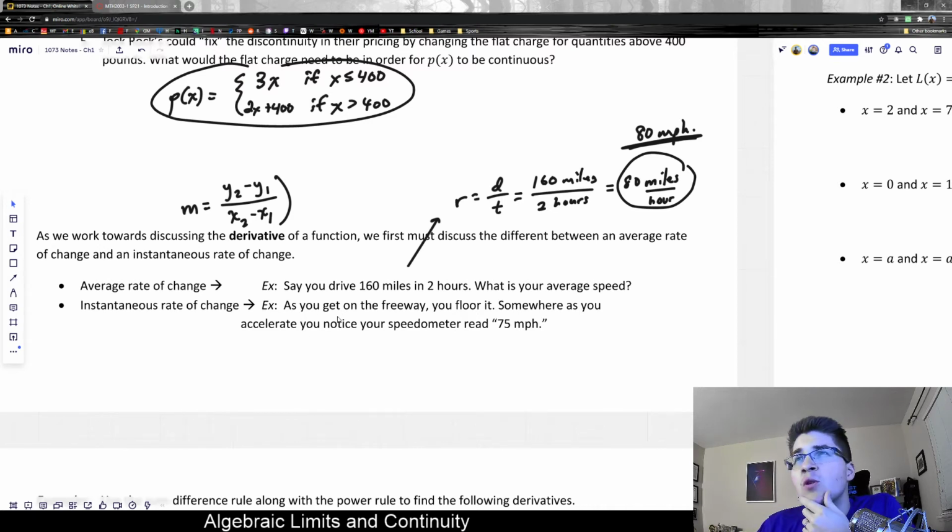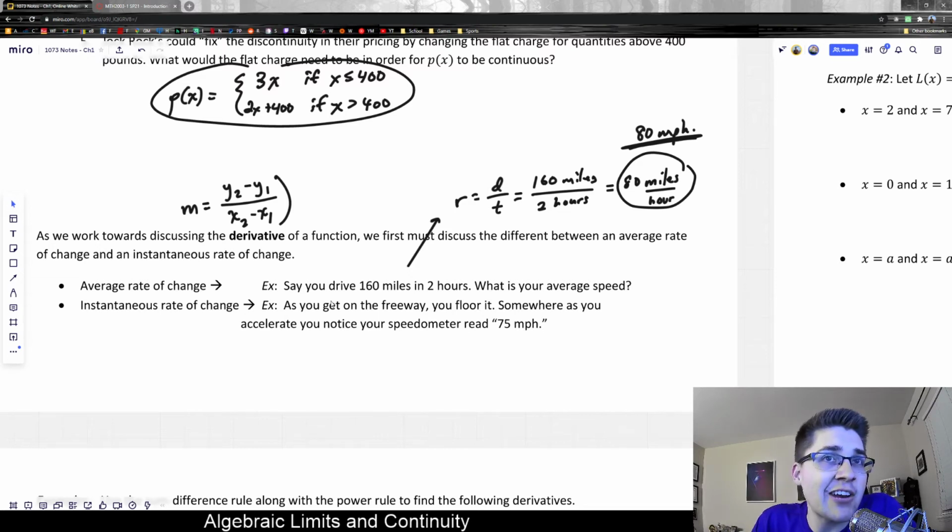And yeah, so what is instantaneous rate of change, and what is that? And so in the example, I say, well, as you get on the freeway, you floor it, you try to accelerate to speed up so that you are not slowing other people down or creating a dangerous situation, because you're not going to be going 80 miles per hour when you first get on the freeway. So it says, somewhere as you accelerate, you notice the speedometer reads 75 miles per hour. So you can see the speedometer in your car. It's either increasing or decreasing. My car has a digital speedometer rather than analog. So I can actually see precisely the speed at a particular point in time.